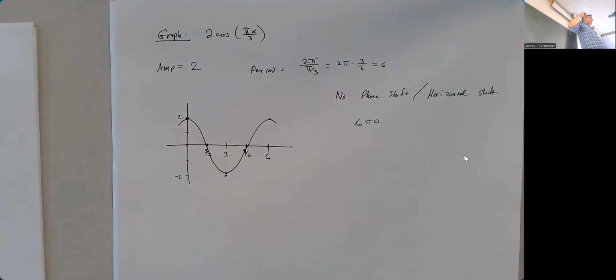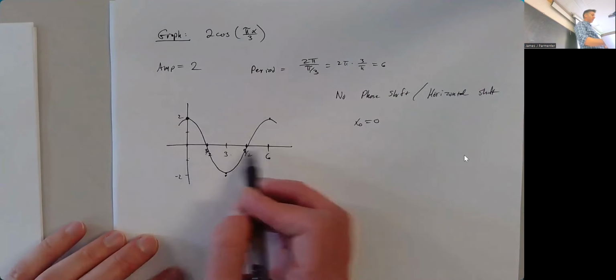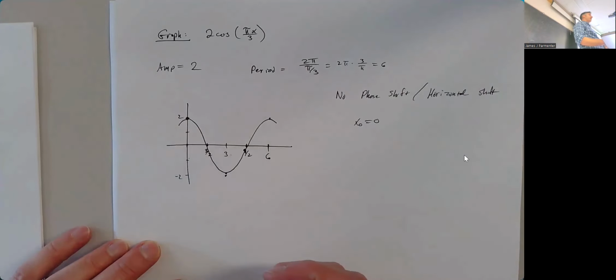Because when we graph this, the 5 important points we find are at the first quadrantal angle, 0, and then pi over 2, and then pi, and then 3 pi over 2, and then 2 pi. Those are the 5 points that just break up the whole period into 4 equal quarters or 4 equal quadrants. So I'm taking that whole period length from 0 to 6 and dividing it into 4 equal length segments.